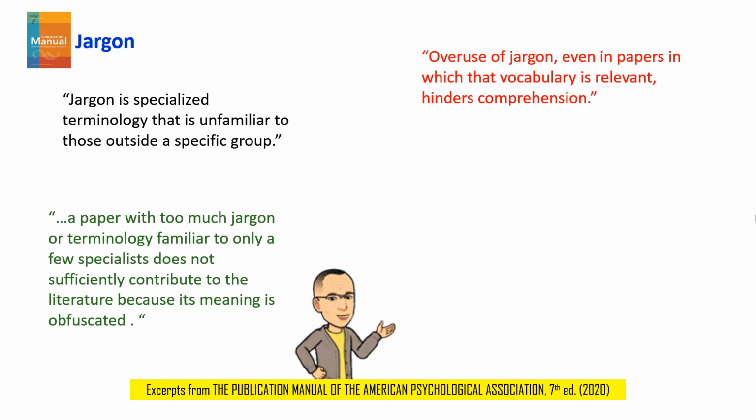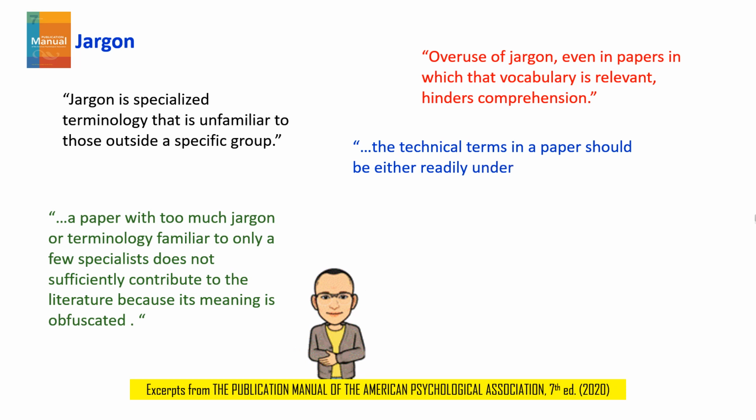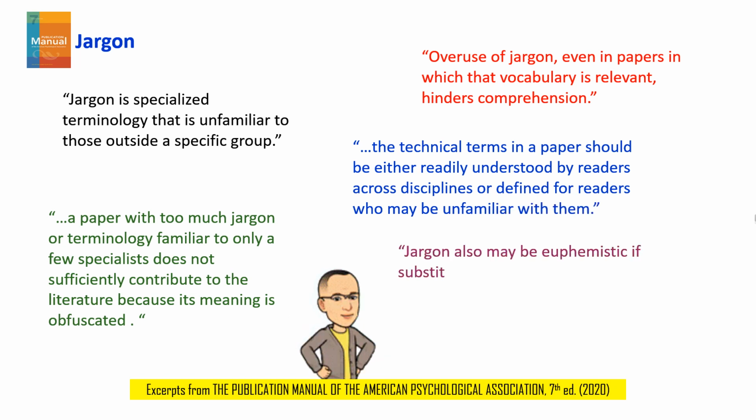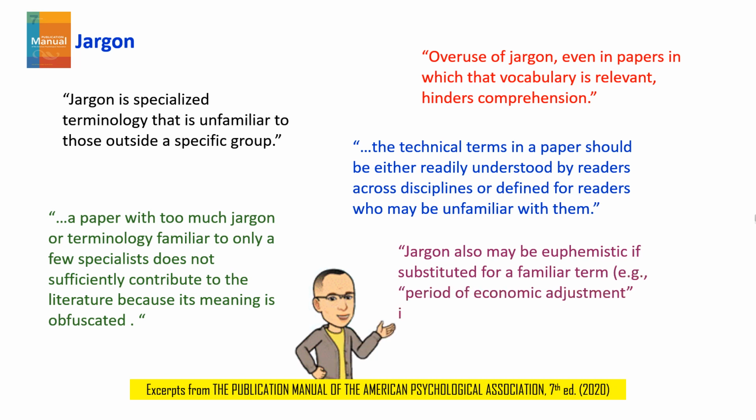To address the issue, the technical terms in a paper should be either readily understood by readers across disciplines or defined for readers who may be unfamiliar with them. Jargon also may be euphemistic, if substituted for a familiar term. Example: period of economic adjustment, instead of recession.